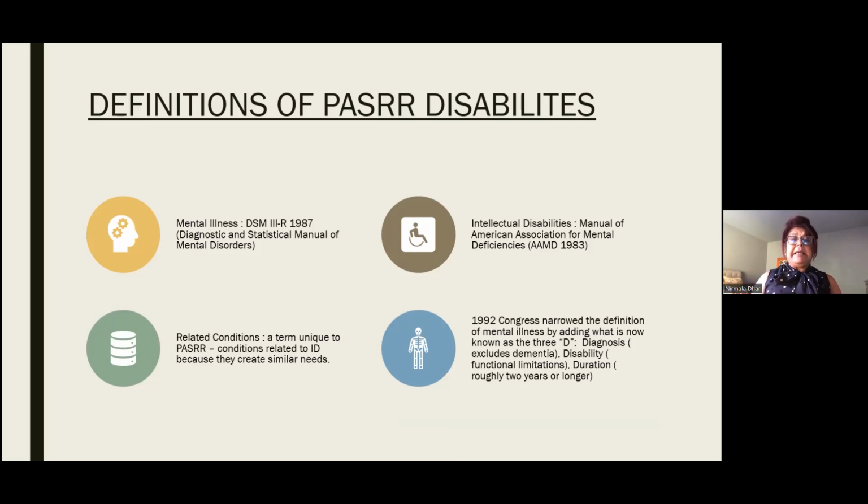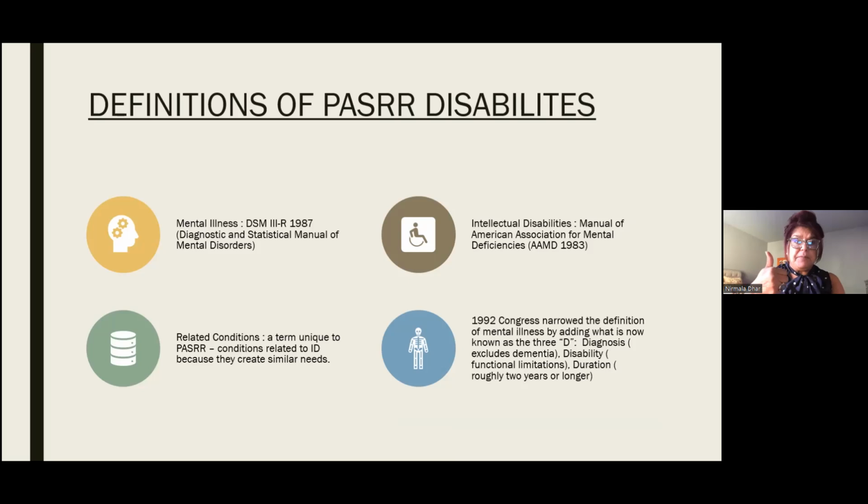So the 3 Ds that Congress put into place are diagnosis. And for the most part, serious mental illness is considered schizophrenia, schizoaffective disorder, all the variations of bipolar disorder, and major depression. Those are the PASRR covered conditions. Not anxiety disorders, not sleep disorders, not most personality disorder, not substance use disorder, not dementia. Yes, dementia can co-occur with schizophrenia, bipolar disorder, that is okay, but not as a standalone.